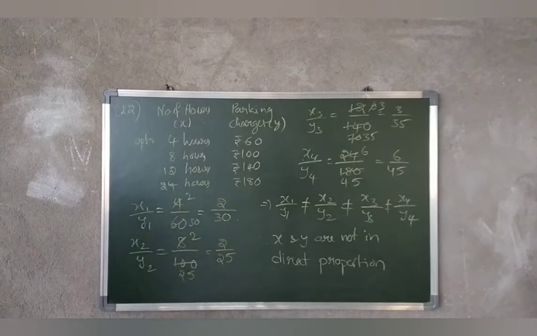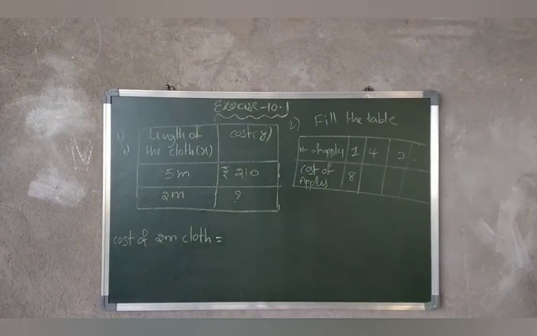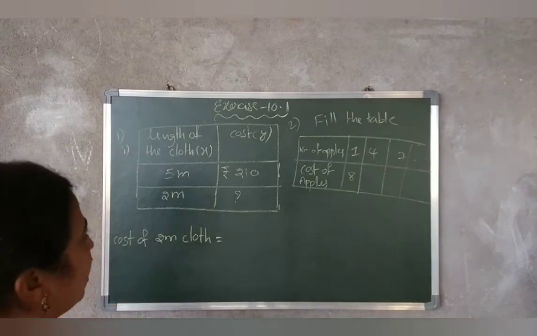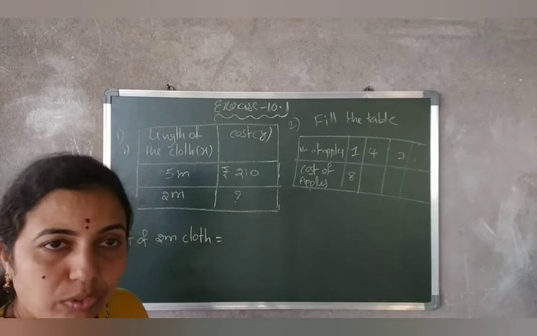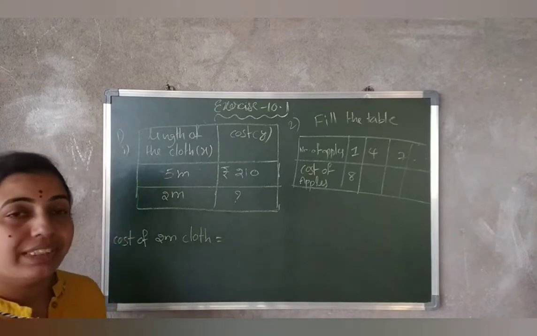Now let us go for exercise 10.1. Exercise 10.1, first problem. The cost of 5 meters of a particular quality of cloth is 210 rupees. Find the cost of 2 meters, 4 meters, 10 meters and 13 meters of cloth of the same quality.